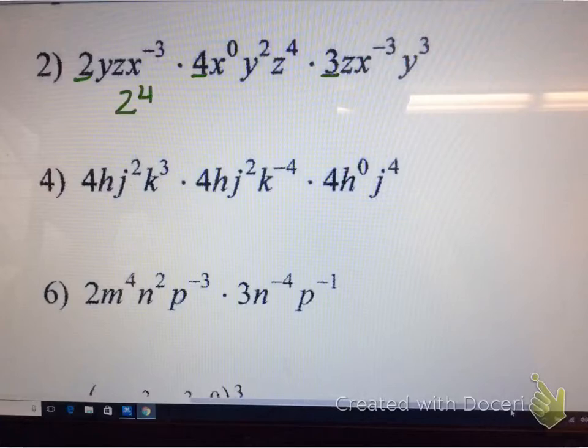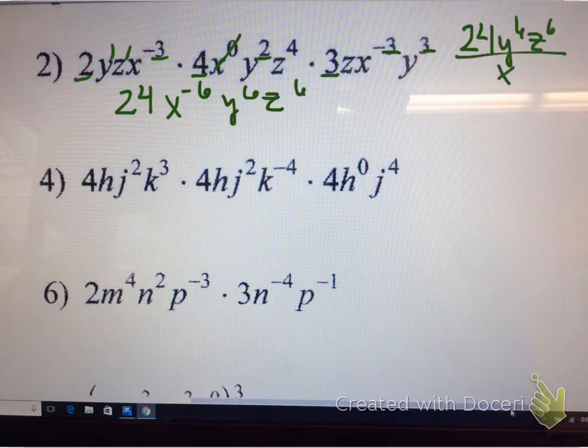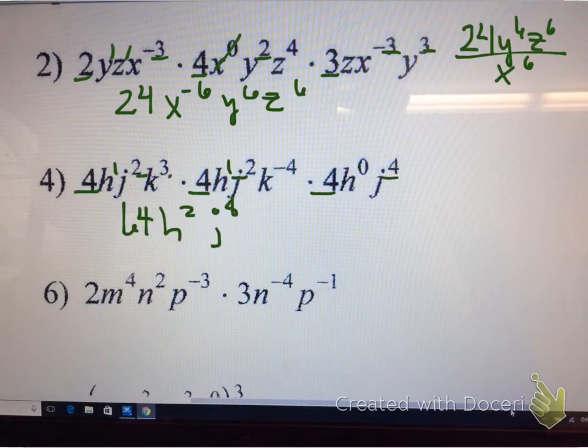Okay, so here I'm going to multiply. 2 times 4 times 3 is 24. Combine my x's, and that should give me x to the -6. Combine my y's, y to the 6. Combine my z's, z to the 6. And then, because the x was negative, I'll move it to the bottom. Here I got 4 times 4 times 4, which is 64. Combine my h's, my j's, and then my k's.